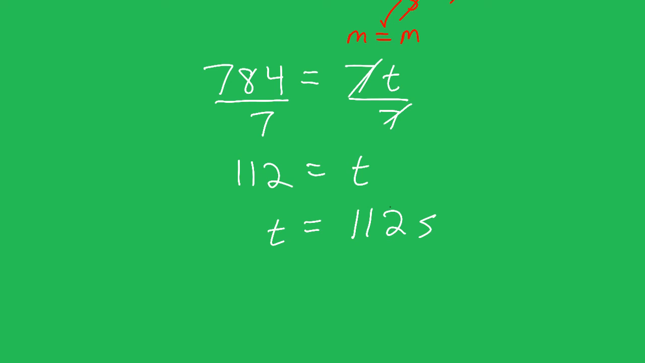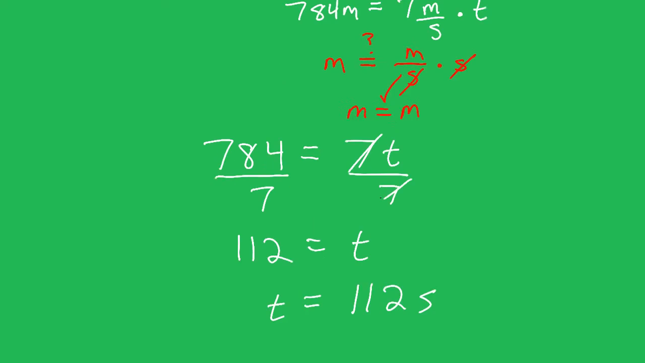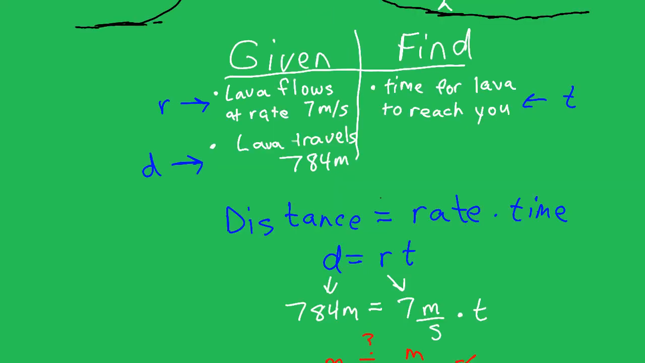And what does that mean? We have to interpret our solution. So what does t represent? Well, up here we said t represents the time for the lava to reach you. So we were asked to find, and then we found the time it takes the lava to reach you to be 112 seconds. But does that make sense in the context of the problem? Well, let's think about it this way. How far will the lava travel if it is flowing at a rate of 7 meters per second and it flows for 112 seconds?